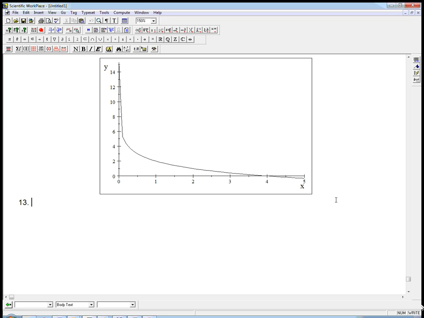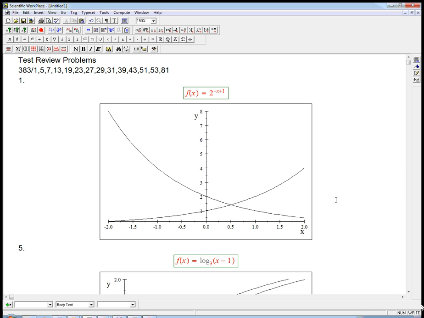So 13, find the domain of the function. I think I decided not to ask something like that, so let's skip that. 19.